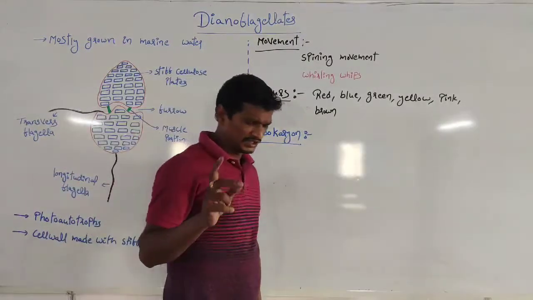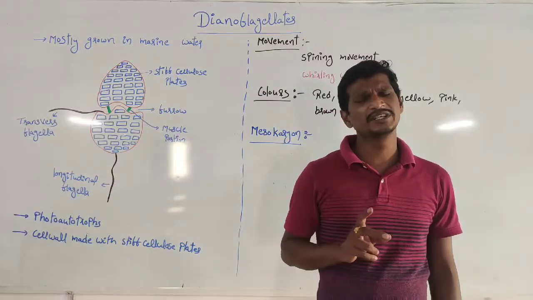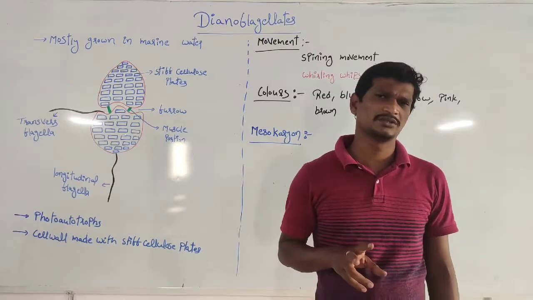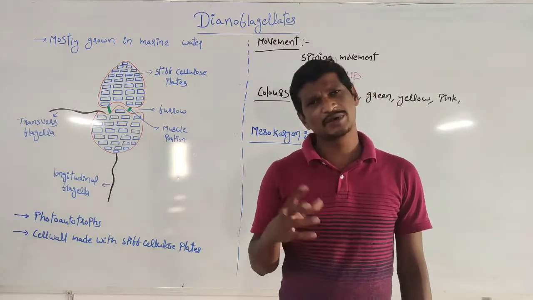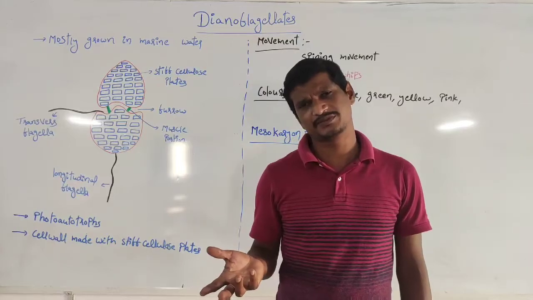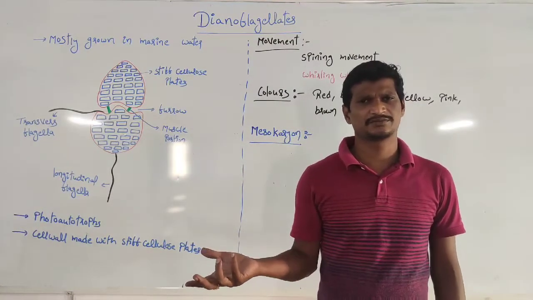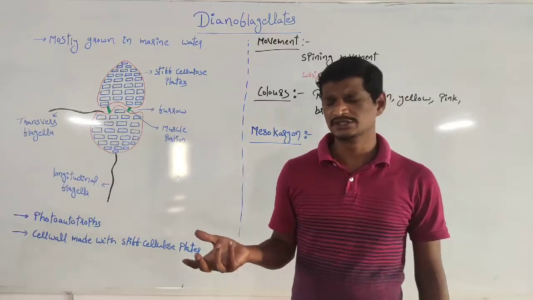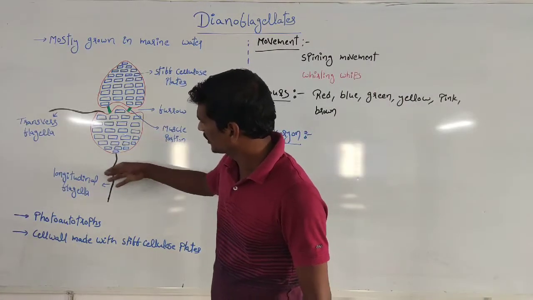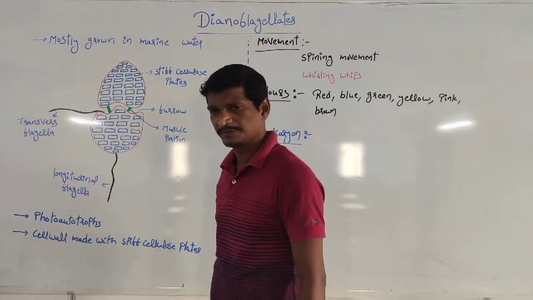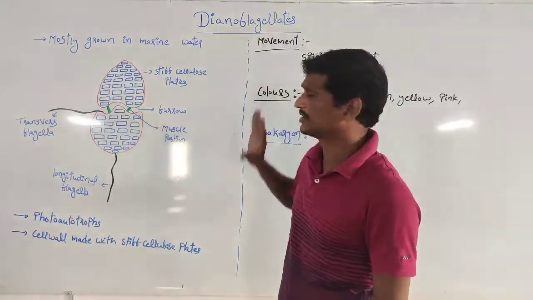Remember, these organisms have two flagella and the body is divided into two parts. The organism's body is divided into two parts, and the organism also has two flagella. These are called dinoflagellates. So the body is divided into two parts and the organism has two flagella.